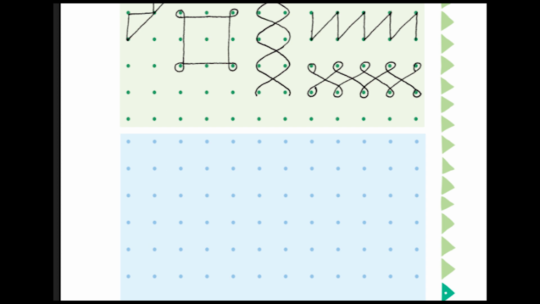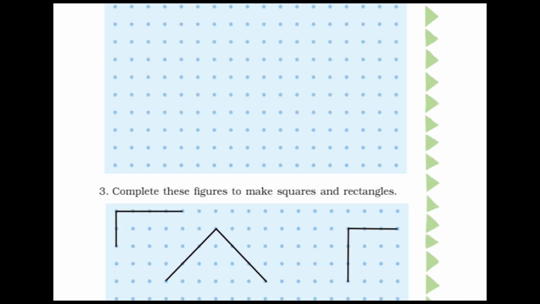Some are like straight line. These are not straight line, this is a curved line. This flower is a curved line. So you have to make the patterns looking over here. Use the dot grid below to draw your own design and shape. Children, you will draw the designs, small designs of flower or shape.